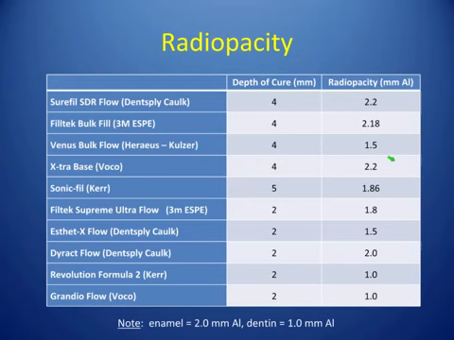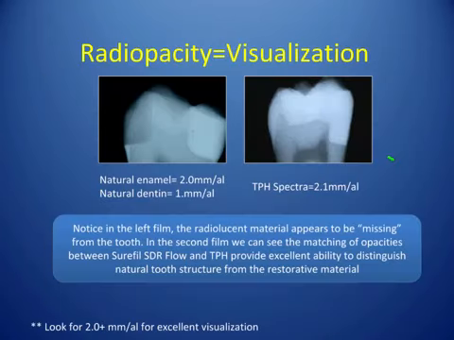Moving along, this is actually a film. I had the scientists create a material that had a radial opacity of under 1.0. Even though this restoration is completely filled, it looks as though there's no restorative material in that area. So that's just a visual to show you how impactful high radial opacity versus low radial opacity can be in a material.